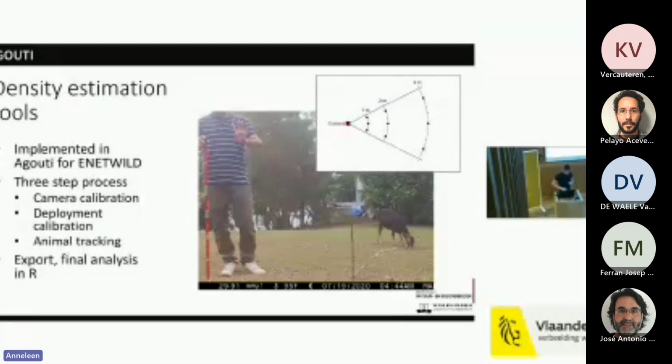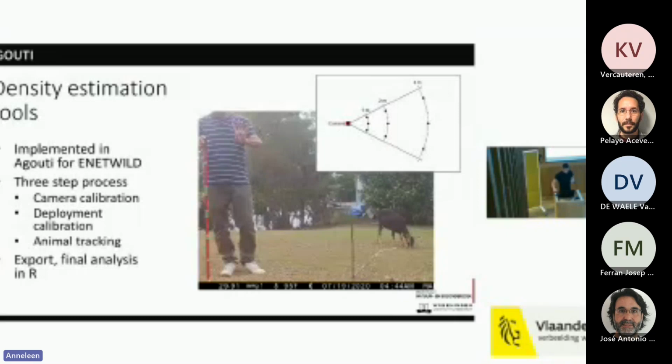Now, what we've also done is develop these density estimation tools, so basically an implementation of the random encounter model. And just for the sake of being complete, I want to show you the process, because we have made a first implementation, but still it's quite tricky. And I think it's important that everyone knows what these requirements are.